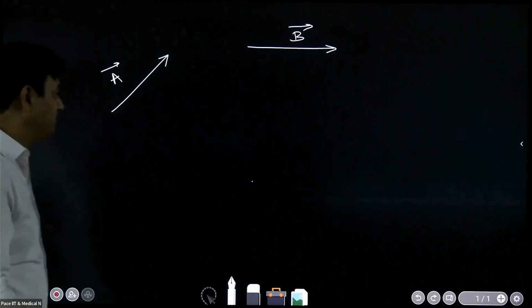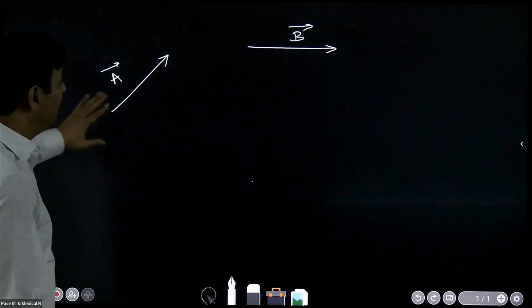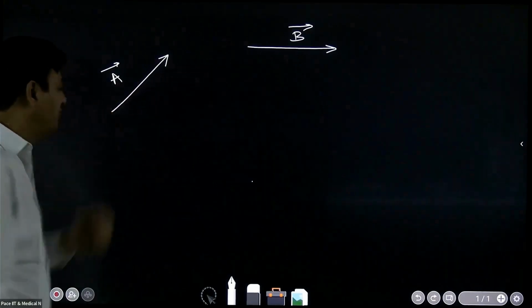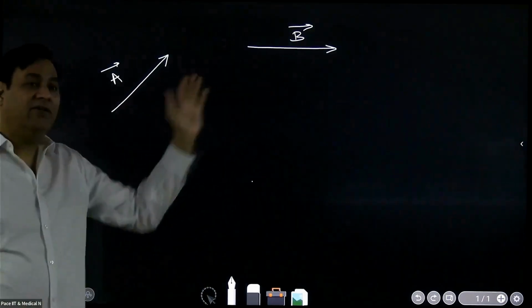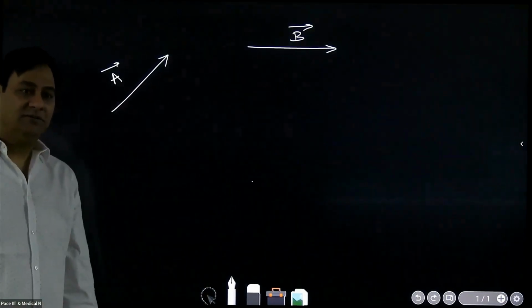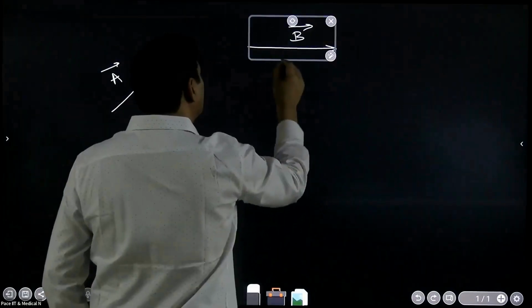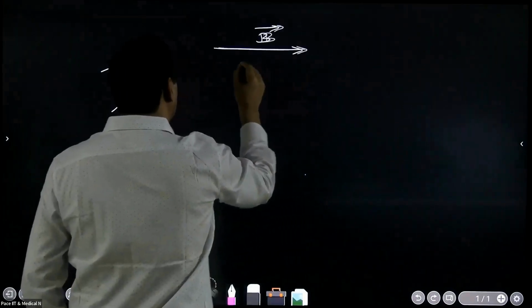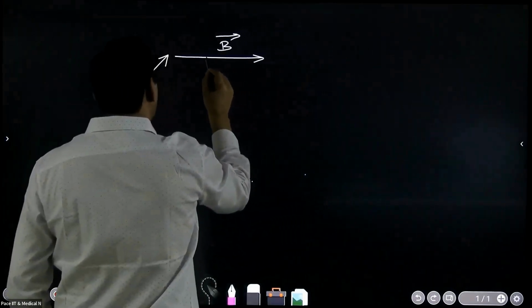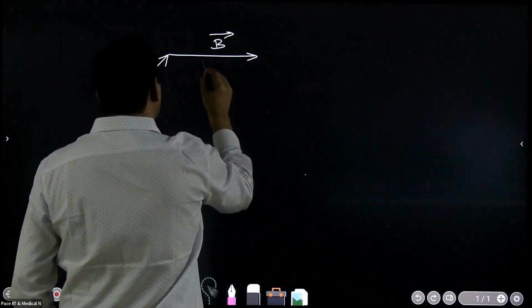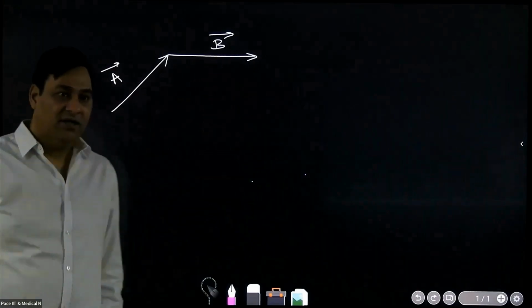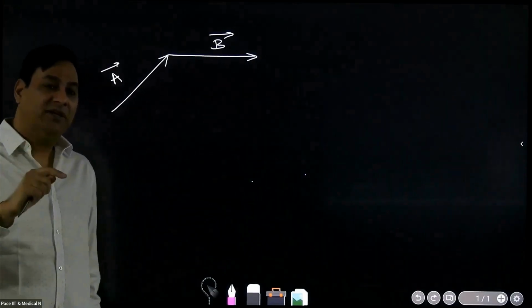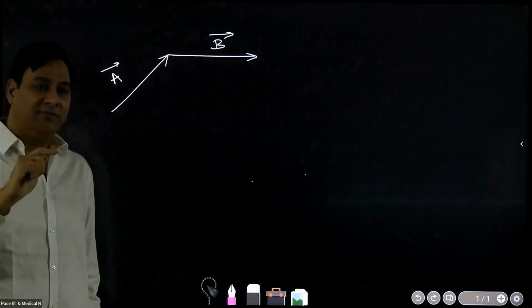You will understand how. Tell me, if I want to add these two vectors, the process of triangle method is place the tail of one vector on the head of another. B को शिफ्ट करता है, the vector remains the same. You know, इसके head पे इसकी tail. So you have to put the tail of one vector on the head.